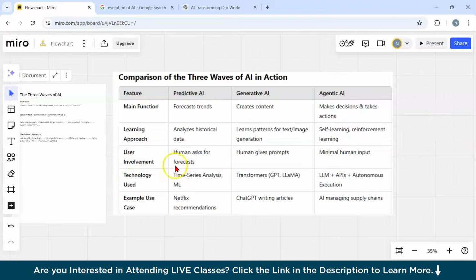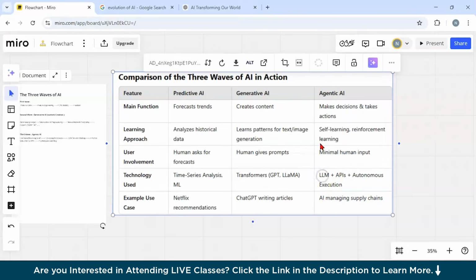Now, looking at user involvement, in predictive AI the human is asking for the forecast, and in generative AI the human is giving the prompts, but in agentic AI the human input or intervention has become very minimal. On technology, predictive AI was using machine learning and time series analytics algorithms. Generative AI was using transformers like GPT, Llama, BERT. Now, agentic AI is doing what, guys? It is using LLM plus APIs plus autonomous execution.